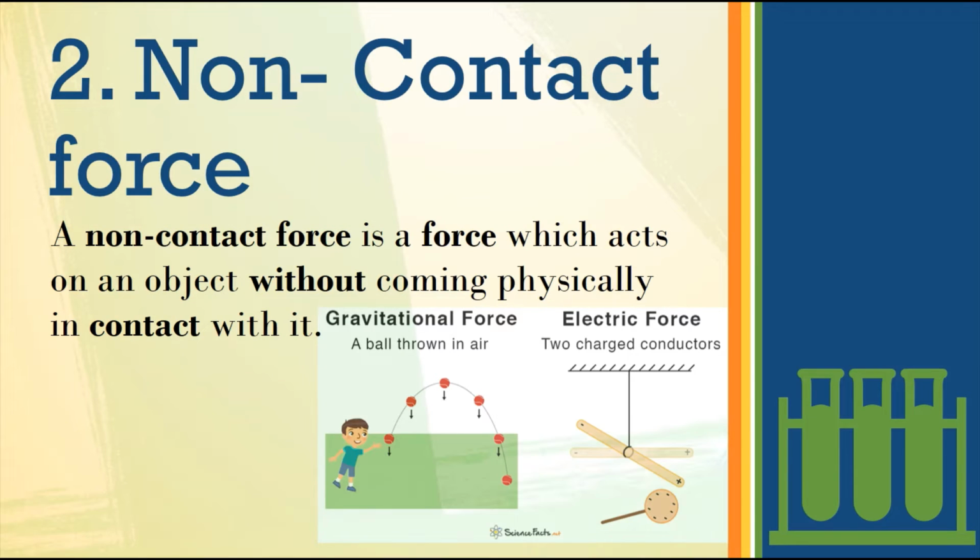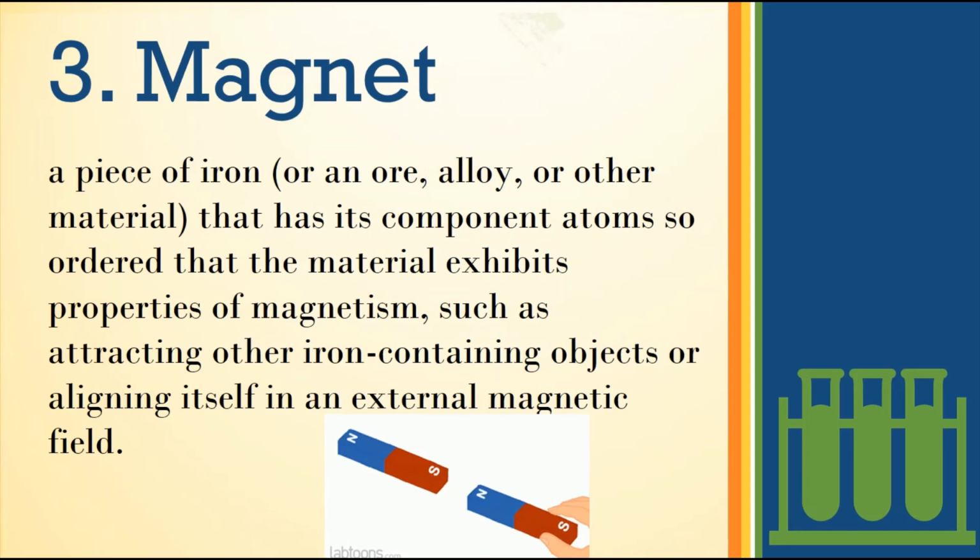Number 2, non-contact force. A non-contact force is a force which acts on an object without coming physically in contact with it. For example, when you throw a ball in the air, it will go down eventually because of gravity. We cannot see gravity, we cannot touch gravity, but we can see its effect. That is a non-contact force. Another example is magnet.